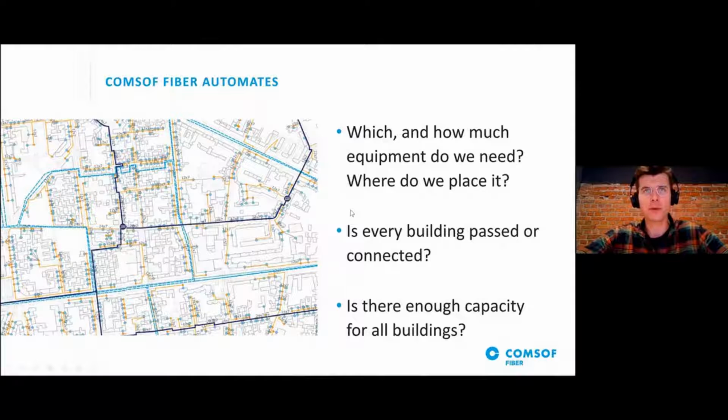When designing a fiber network, you need to decide which equipment you need and where you want to locate it. You need to decide which type of cabinet you want to place, which cables and ducts you need to connect all of the homes, and how you want to route these cables in the most cost-effective way. You need to make sure that every building or antenna location in your area is covered using a fiber connection and that everything is connected back to a central office. Now I'm going to show you how you can do that using Comsof Fiber.